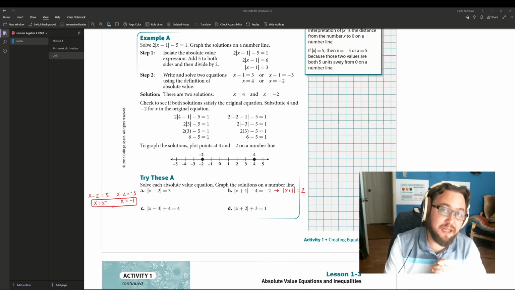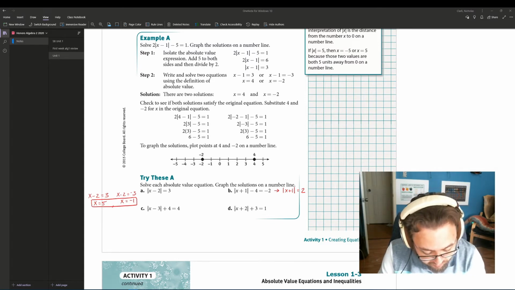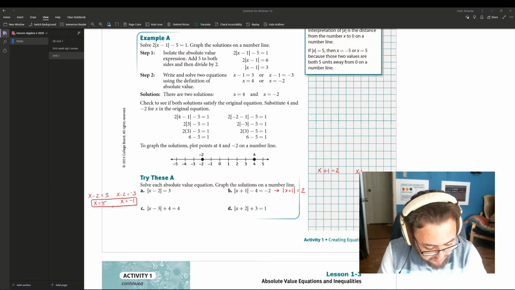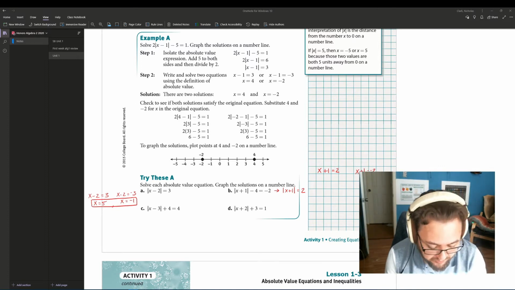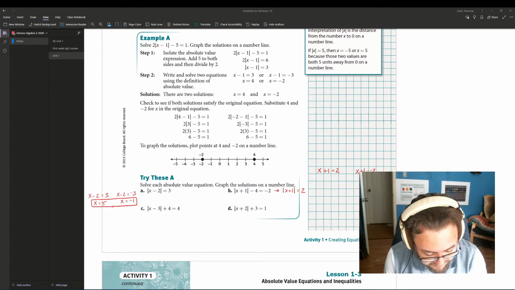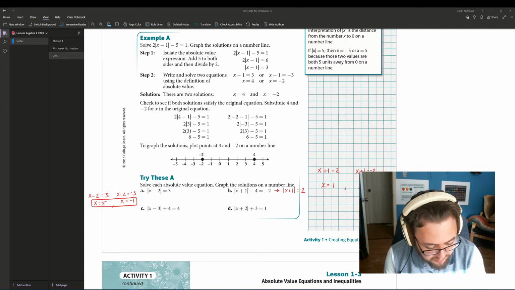Now I can break it into my two problems. Problem number 1 is x plus 1 equals 2. And problem 2 is x plus 1 equals negative 2. We can solve that just like before. I'm going to subtract 1. So I get that x equals 1 and that x equals negative 3. And those are my two solutions.